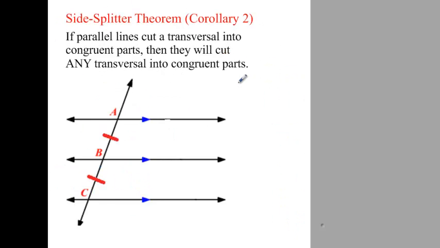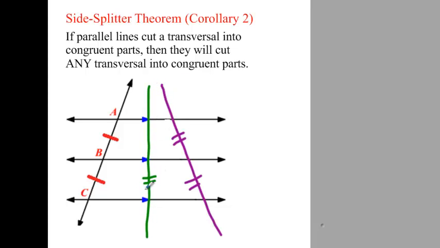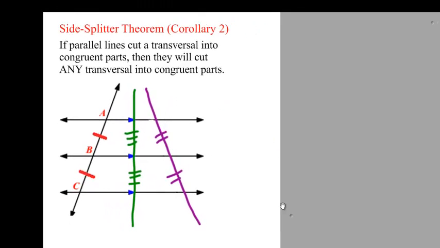All right. And then one more corollary to the side splitter theorem. Corollary number 2. If parallel lines cut a transversal into congruent parts, so let's see what's happened. Here's some parallel lines. Here's our transversal, and it chopped it into 2 congruent parts. They're equally spaced. Then they will cut any transversal into congruent parts. So that means I could add more transversal lines. Let's add one right here. Coming any direction I want, that transversal line is also going to get cut into congruent parts. So these are going to equal each other as well. And that'll work no matter which way you draw your transversal line. One more just for fun. If I draw it straight down like this, then 1, 2, 3 matches 1, 2, 3 right there. That's one of my favorite theorems.